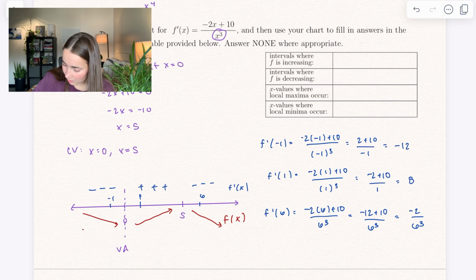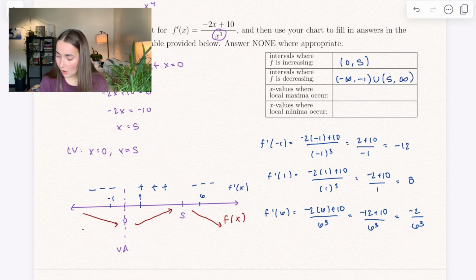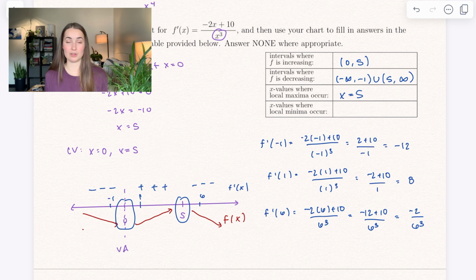So we are increasing on the interval 0 to 5, and we are decreasing on two intervals, so -infinity to -1, and also union 5 to infinity. So a local maximum occurs right here at x is equal to 5, and we can see that from the sign chart. And we would think a local minimum occurs at x equals 0, but remember this was a vertical asymptote. So actually our function is not defined at that value. So here we would have none. So that could be a little trick question to get you. Make sure we pay attention to our illegal values.